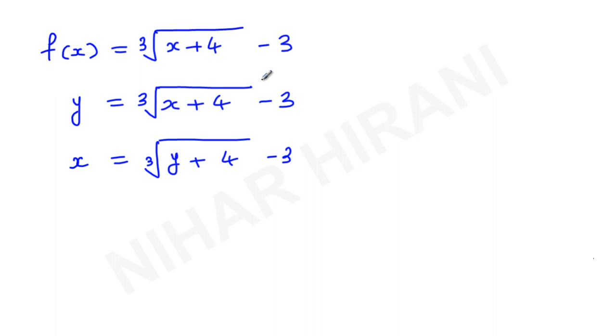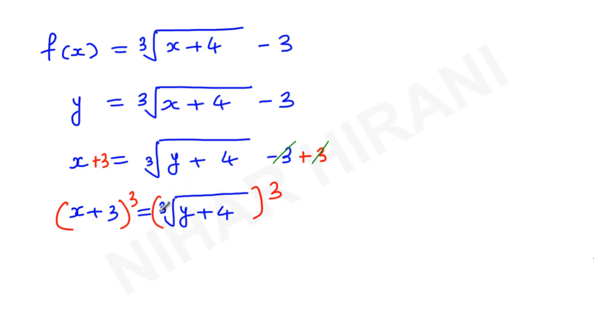But before I isolate the y, I need to add 3 to both the sides because I don't want minus 3 here. Add 3 here. So this will be cancelled, cancelled. x plus 3 is equal to cube root of y plus 4. Now on the previous page, to remove the square root, we squared both the sides. Here, to remove the cube root, I will cube both the sides. So now this cube root and this 3 will be cancelled.